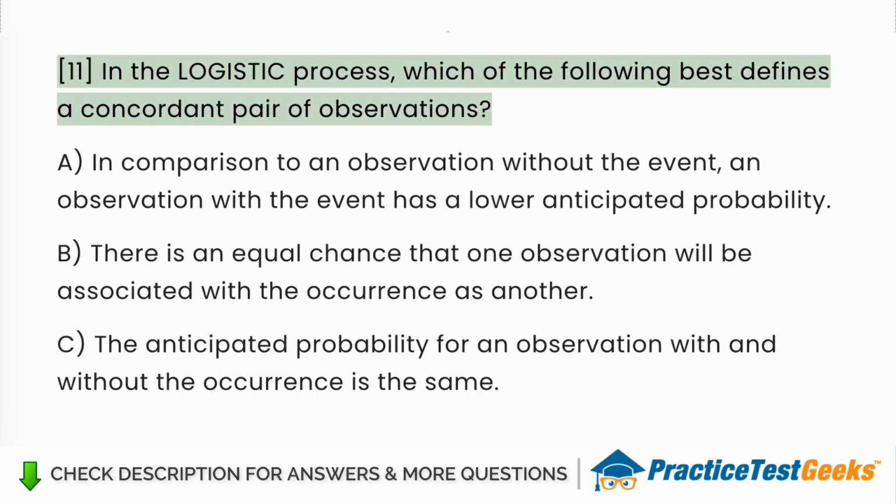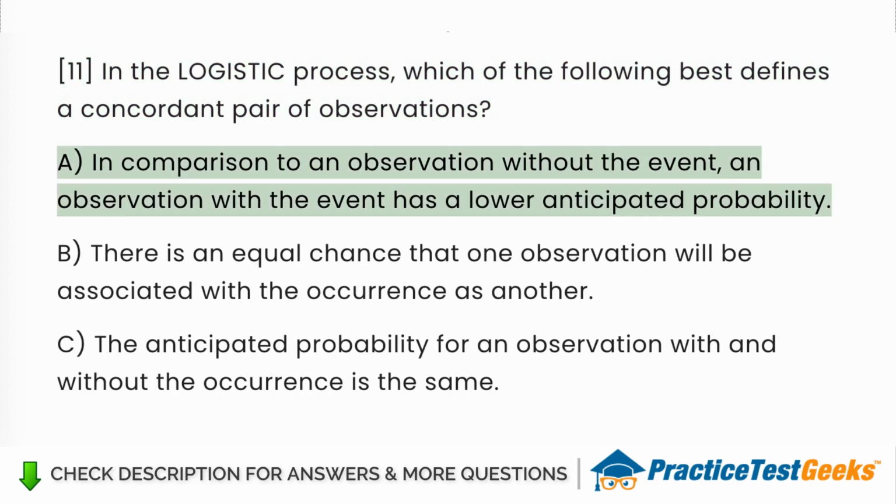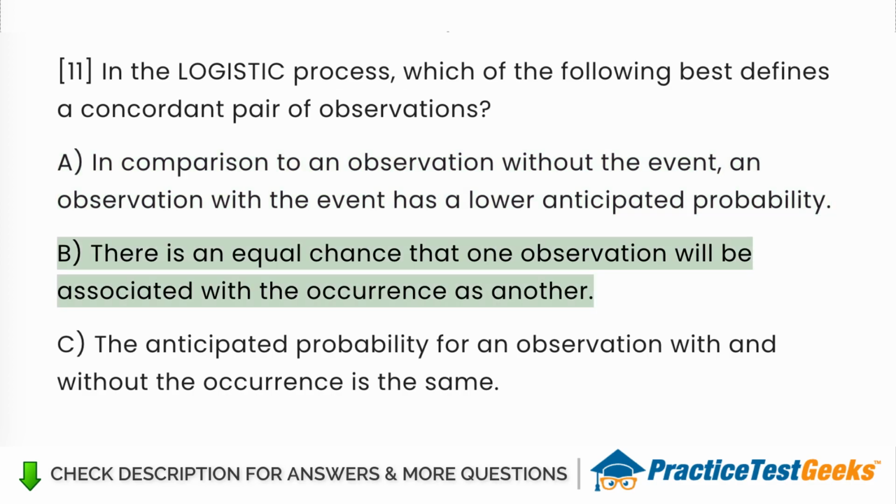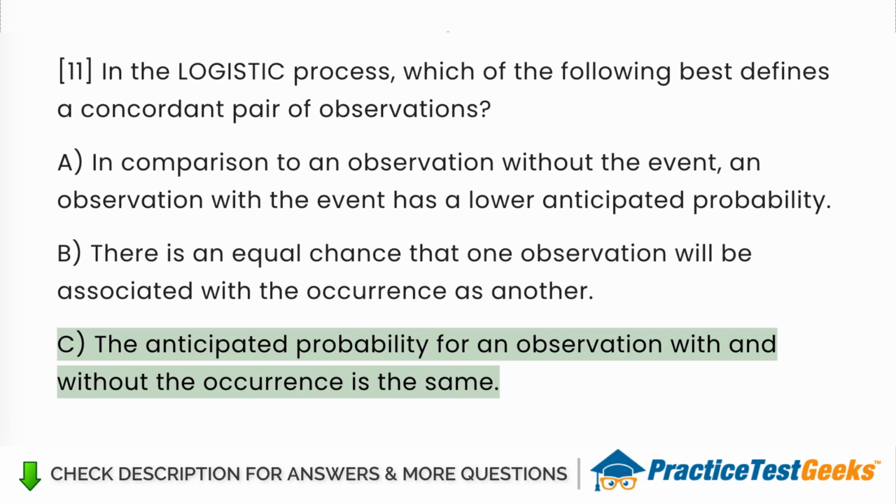In the logistic process, which of the following best defines a concordant pair of observations? A. In comparison to an observation without the event, an observation with the event has a lower anticipated probability. B. There is an equal chance that one observation will be associated with the occurrence as another. C. The anticipated probability for an observation with and without the occurrence is the same.